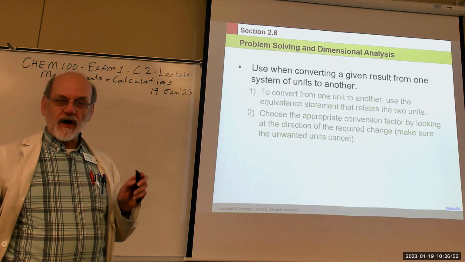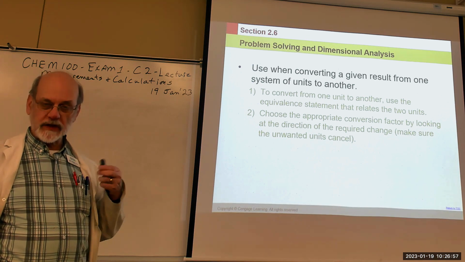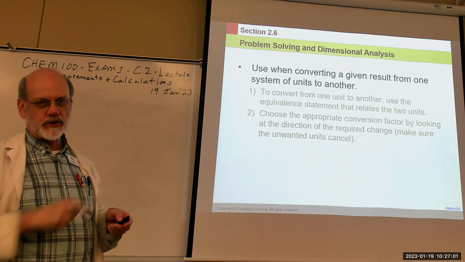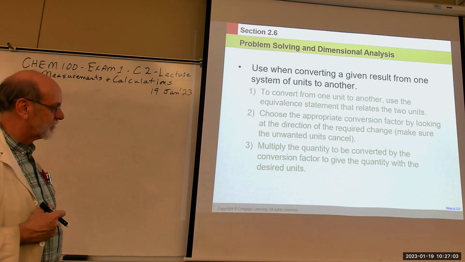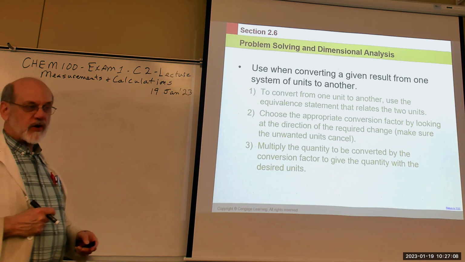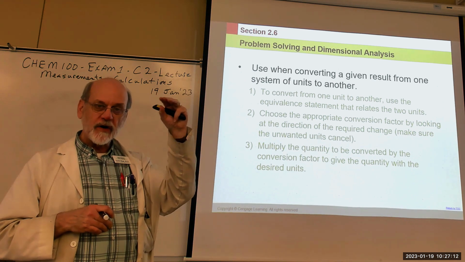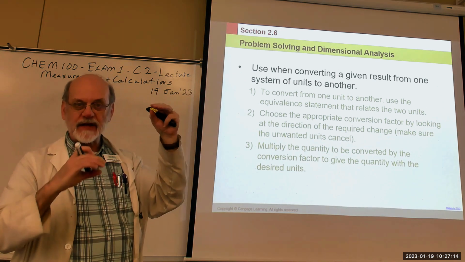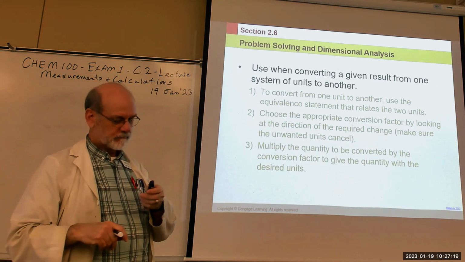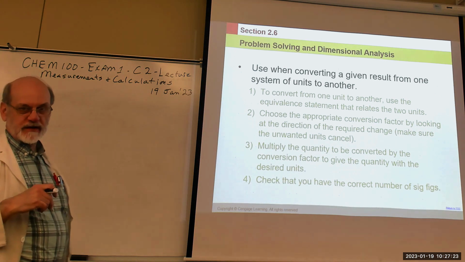You choose the arrangement of the equivalence statement that will give you the answer. Now, I'm just going to run through these and show you. It'll make more sense when I show you how to do it. Then you multiply the quantity by the conversion factor. You cancel units. If one unit is in the numerator and the same unit is in the denominator in the chain of conversions, they cancel. And then check to see that you have the right significant figures.